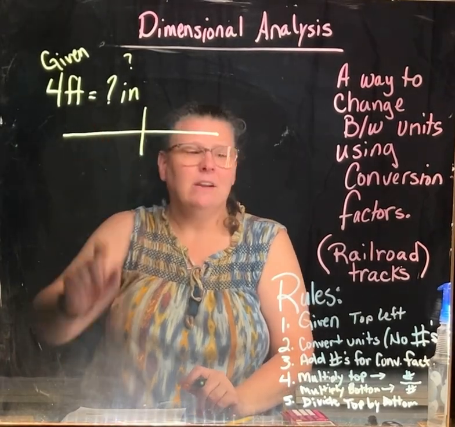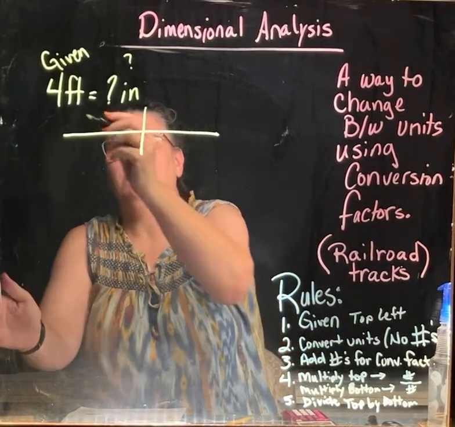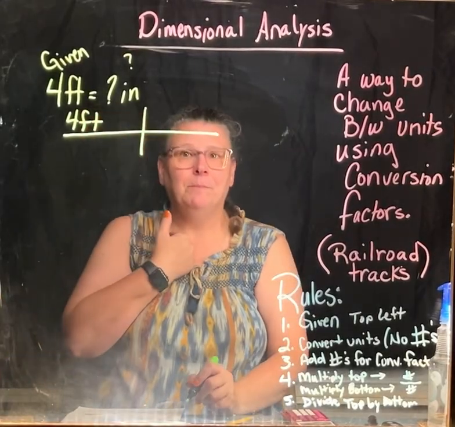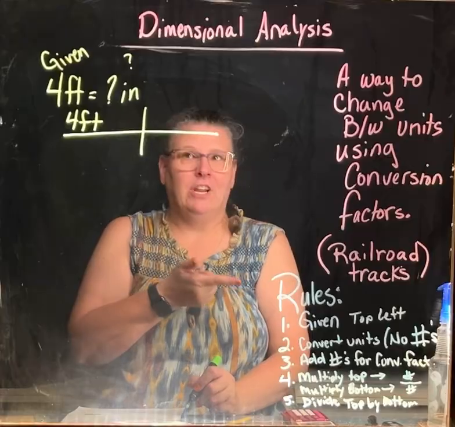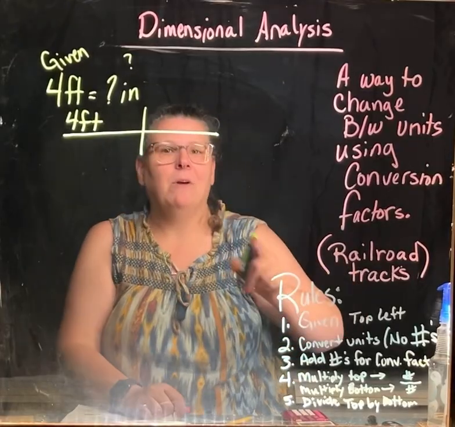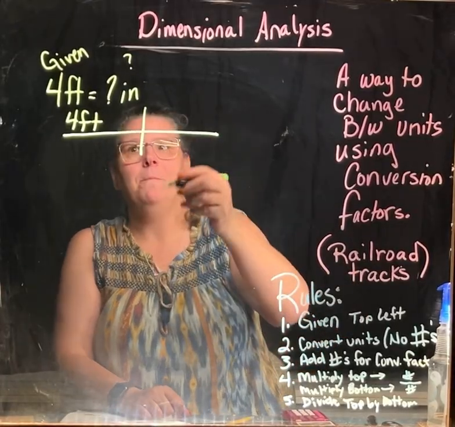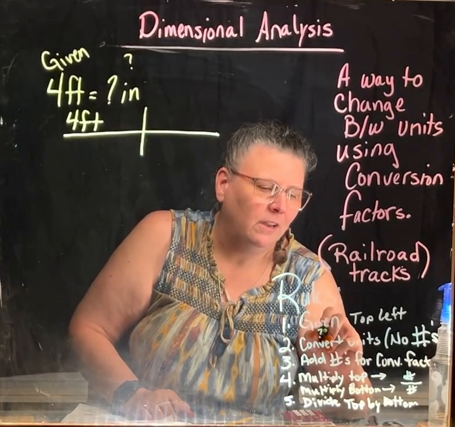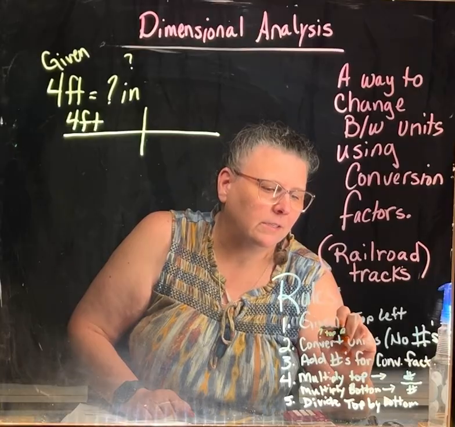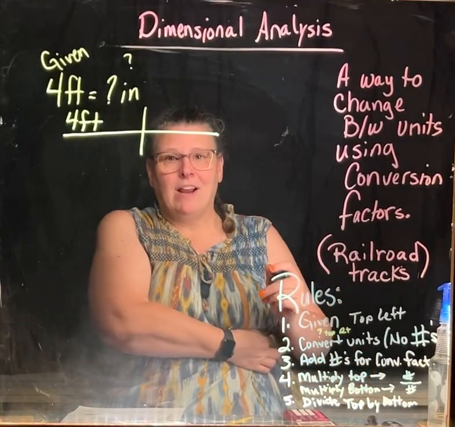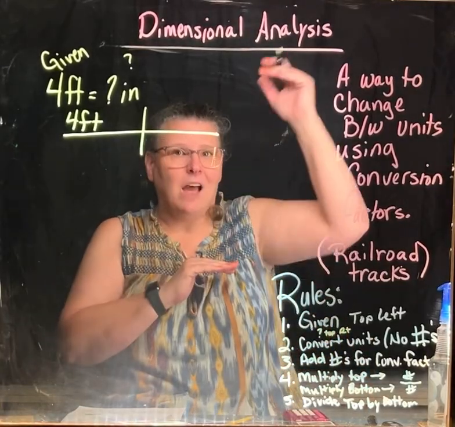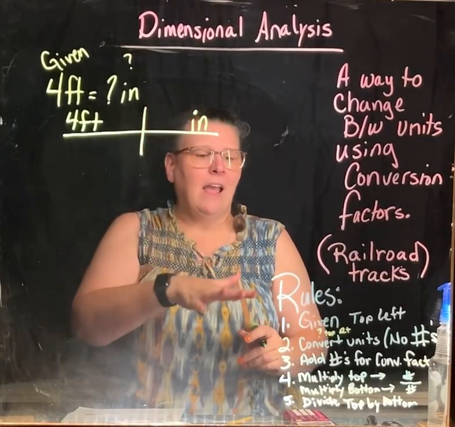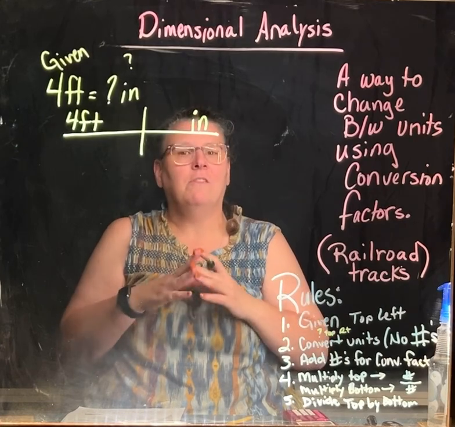I'll put my given here, that's rule number 1. Given goes in the top left corner, so I'm going to put 4 feet. That's what I was given. My question, and I forgot to put this in the rules, but I will have these rules available in class as well, goes top right. It doesn't matter how many tracks you have, it's always going to go in the last top right spot. So I'm just going to put inches. I am not going to add any numbers in here. I'm just going to start converting units.